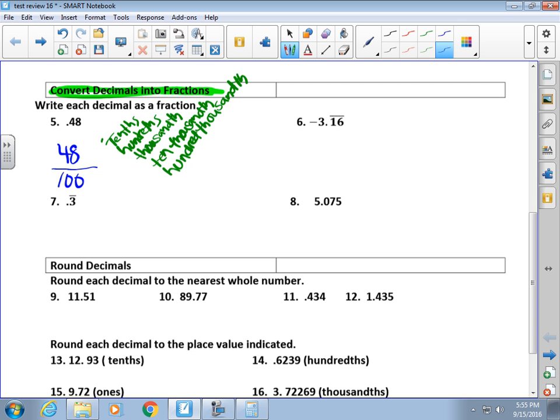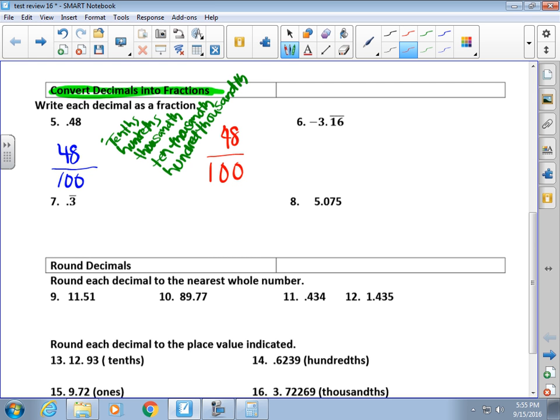Right? If you are not very strong with remembering your place values, there is a shortcut that you can do, or another way that you could remember. If I take the number that's behind the decimal, so 48 goes in the numerator, then I count the number of digits behind the decimal, 1, 2. So since there's 2 digits behind the decimal, I need 2 zeros, and then I put a 1. All right? So it's 48 over 100.